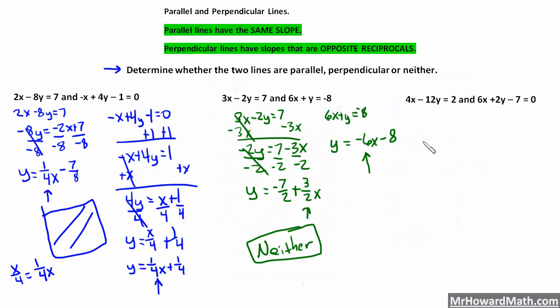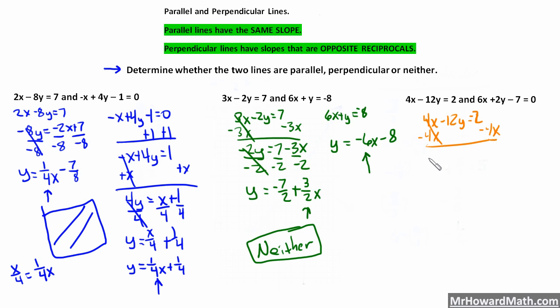Alright, this last example. Alright, so we have first line here. What are the keys for these two lines to tell if they're parallel, perpendicular, or neither? The slope again, right? We've got to find that slope, so let's do that. We have 4x minus 12y equals 2. Whoops, equals 2. We'll subtract 4x from both sides.